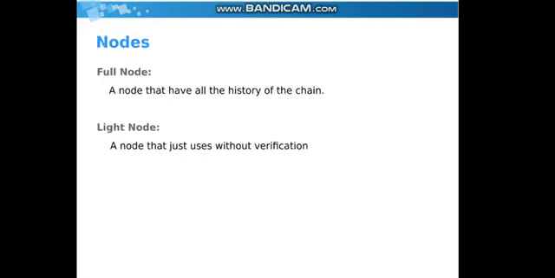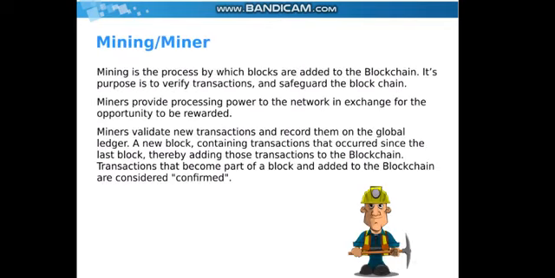Nodes. Full node, light node. A full node is a node that has all the history of the chain. A light node is a node that just uses the chain without verification.